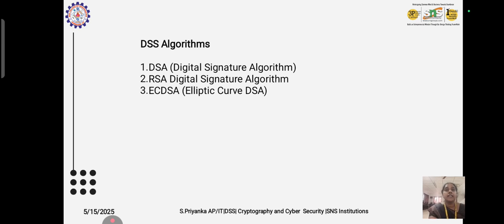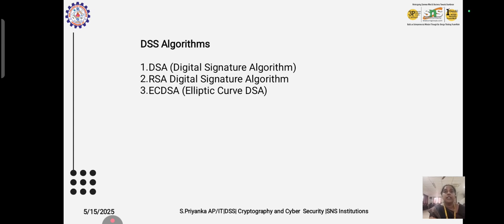Next come the DSS algorithms. The DSS algorithms mainly consist of the following: first DSA, that is digital signature algorithm, then RSA digital signature algorithm, and ECDSA, that is elliptic curve digital signature algorithm. First is DSA, the digital signature algorithm. It is standardized by NIST in FIPS 186. It is based on the discrete logarithm problem. It is used primarily for digital signatures. It is not for encryption purposes.